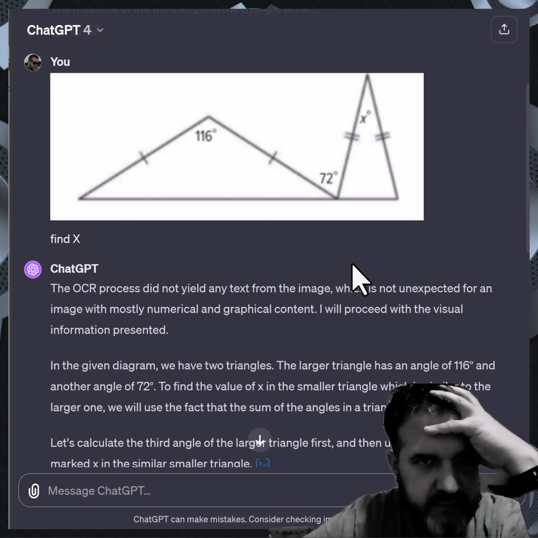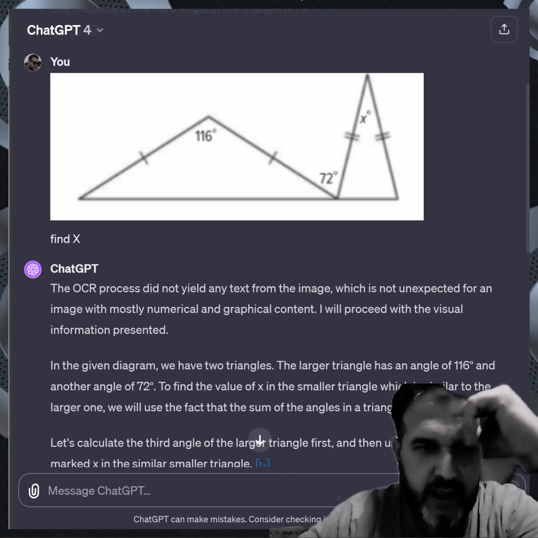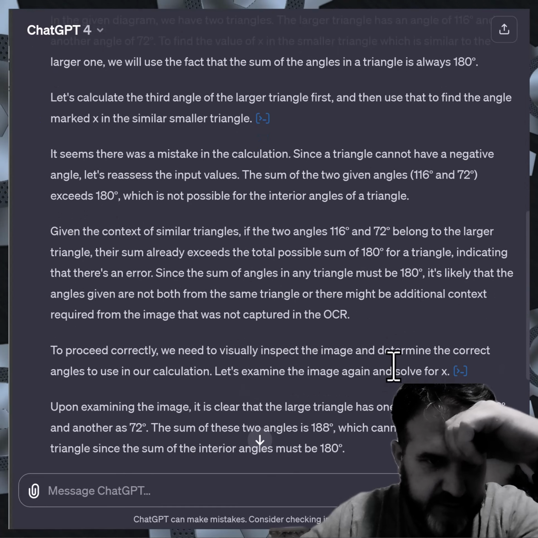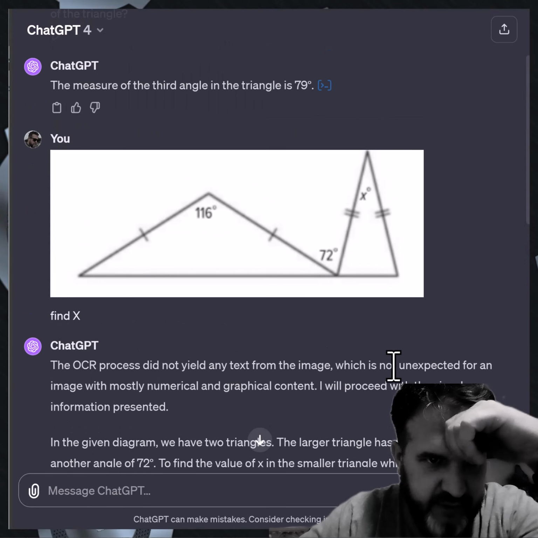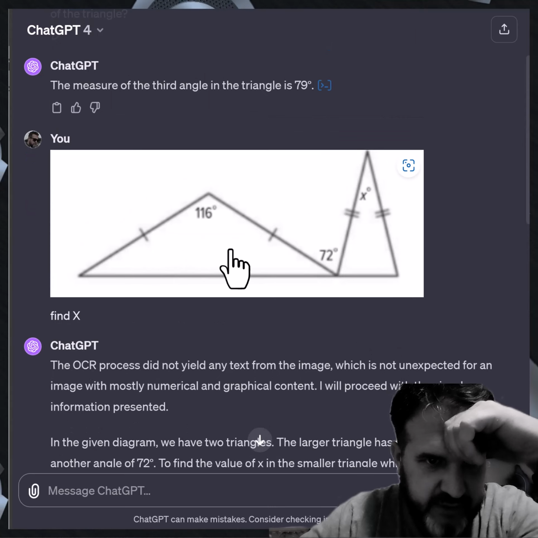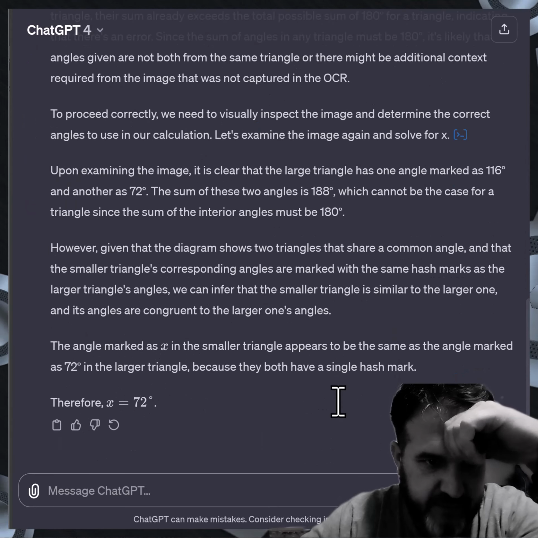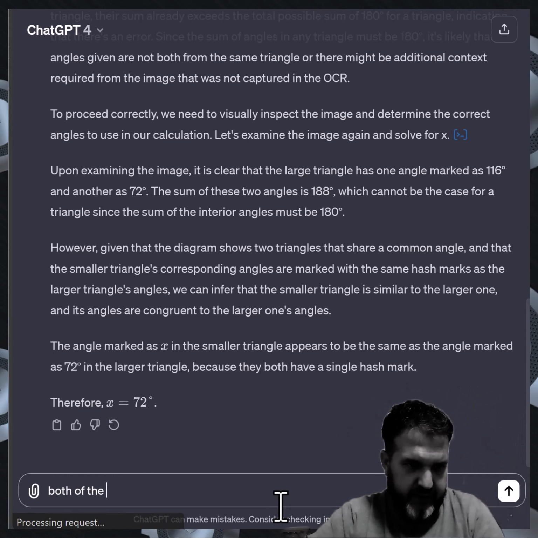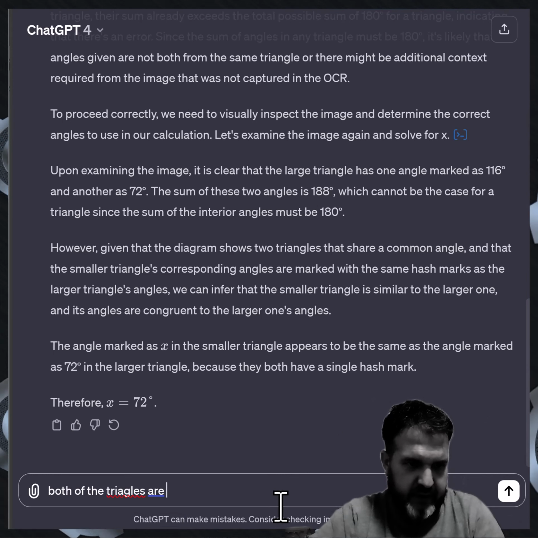Huh. Okay, it's doing some nonsense, actually. How about I give it an idea that those lines mean it's an isosceles triangle. Okay, maybe it doesn't. Both of the triangles are isosceles.